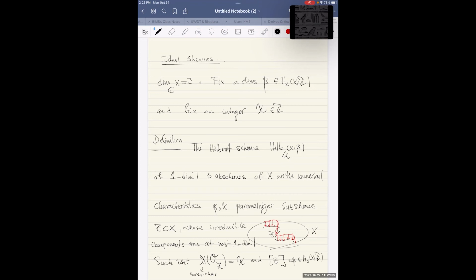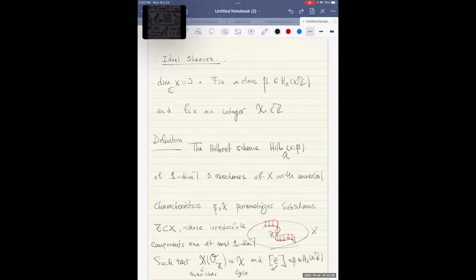So this is the cycle class of one-dimensional components of this Z, subscheme Z.